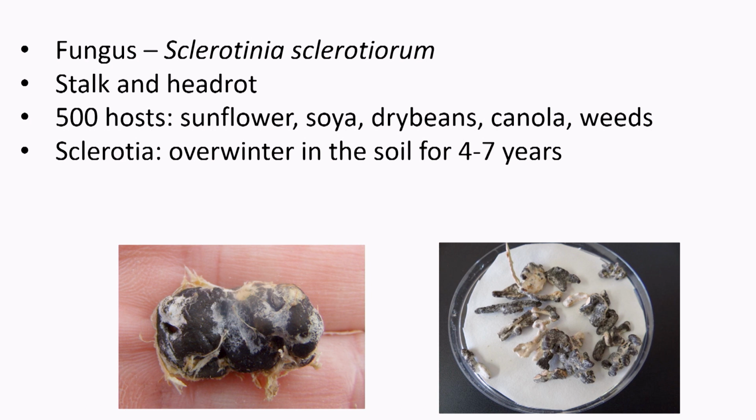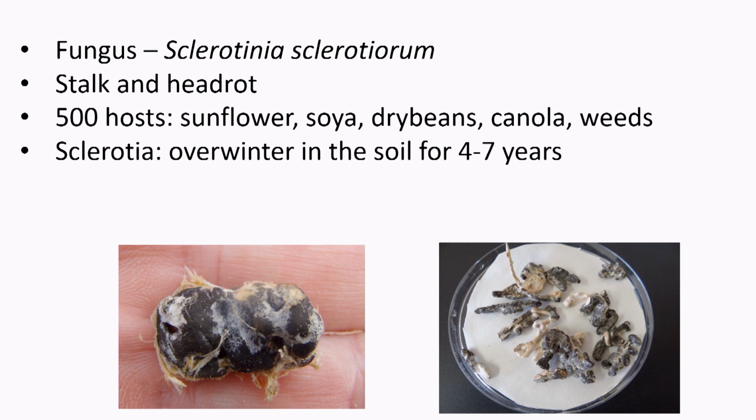This disease is very difficult to control. It has over 500 hosts. And I mean, the crops that we plant or use to rotate, such as sunflower, soya beans, dry beans, canola, and wheat, are all susceptible to sclerotinia infections. Also, this fungus can produce these sclerotia, a hardened structure with compacted hyphae on the inside. And this structure can overwinter in the soil and on plant debris for up to 7 years in your field.